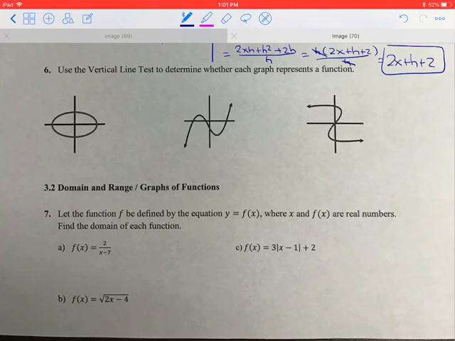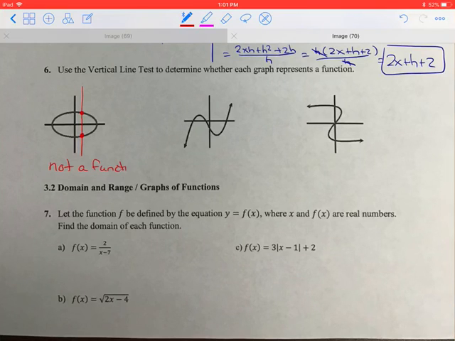This is problems number 6 and 7 on the review. We're going to look at the vertical line test. So we've already looked at relations and equations and whether or not they represent functions. Vertical line test is probably the easiest. So if you can find a place where you draw a vertical line and it crosses your graph more than once, then you know that it is not a function.